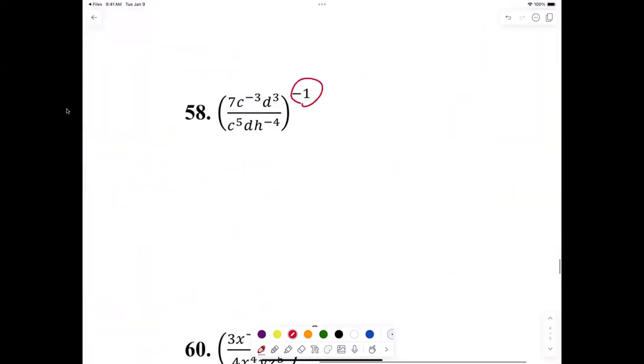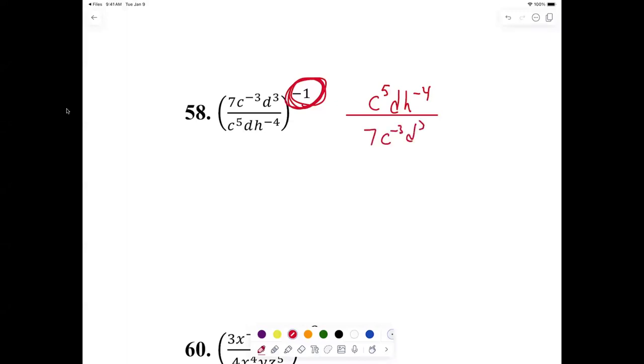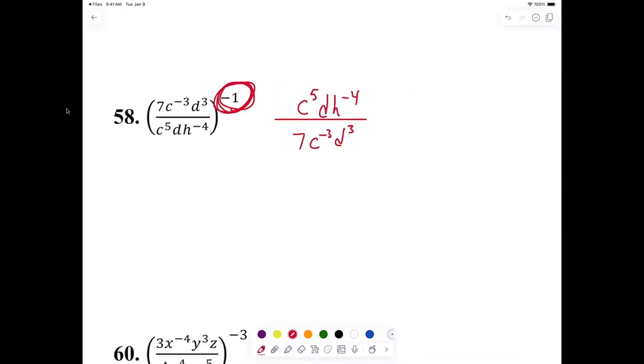Does everybody agree this whole thing is to the negative 1? So I have to do what? Flip it. So you just flip it right off the bat. C to the 5th, D, H to the negative 4, over 7, C to the negative 3, D cubed. Do you see that? Now look, this H to the negative 4, I have to move that back. And then the negative 4 becomes a what? Positive 4. The C to the negative 3, do you see that, Leah?